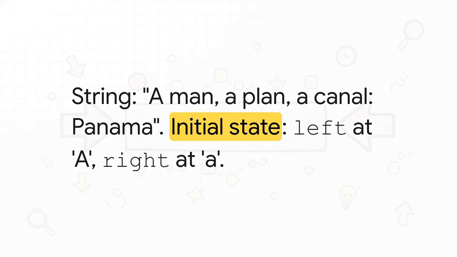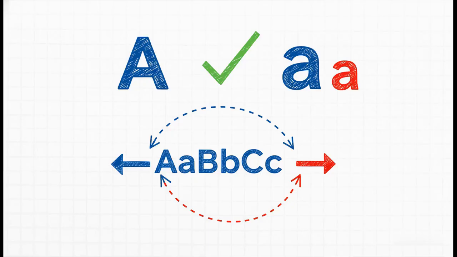Okay, here we go. Right at the start, our left pointer is sitting on that uppercase A, and our right pointer is all the way at the end on the lowercase a. The algorithm is primed and ready for its first comparison. First thing we do is compare their lowercase versions. Is A equal to A? Yes, it is. It's a match.